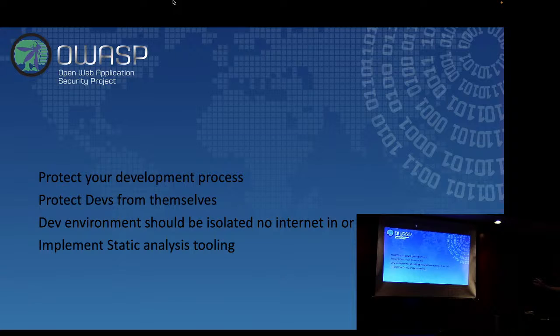Dev environment should be totally isolated, no internet in or out. There's no reason for your dev environment to have that. And if someone inside your company from another location needs access, just use a VPN or other secure channels. It does not need to be on the internet. Implement static analysis tooling, linters and whatnot. There's a ton of software out there that'll help you get there.